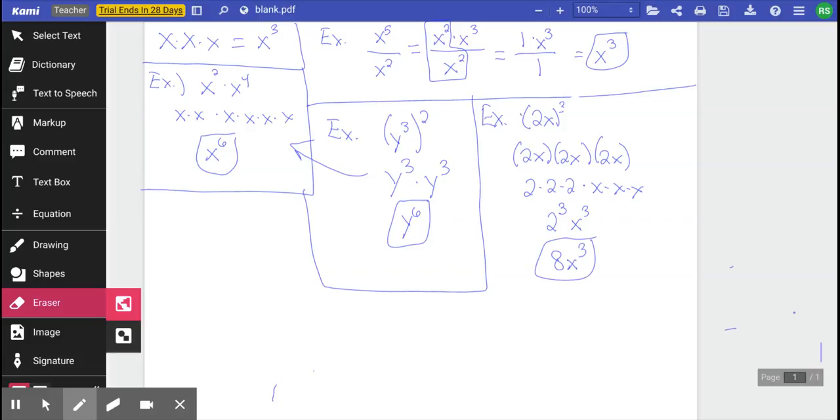Right? So was there a shortcut? Was there a pattern we could have taken to get from the original problem to that step? I'll let you guys see if you can discover that on your own. I'm okay with you writing out that string of multiplication as you're getting going. That's understanding what's going on with our exponential expressions.